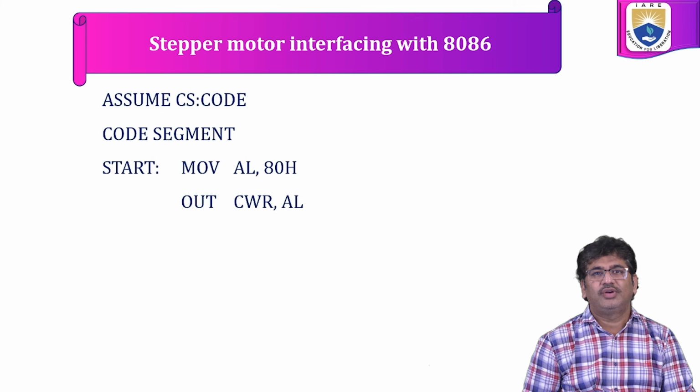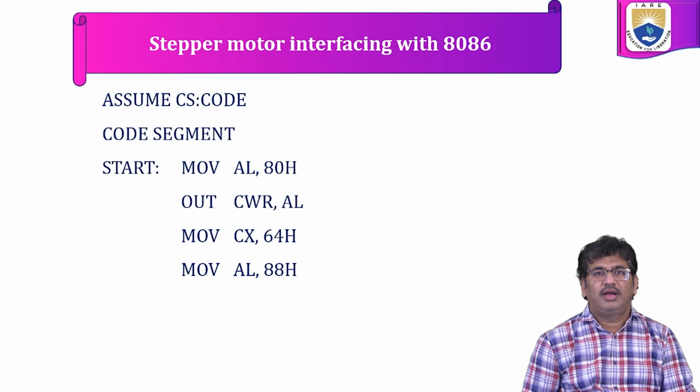In hexadecimal, it is equivalent to 64. That we are moving into CX register. MOV CX, 64H. The first sequence for excitation, winding A, is 88H. So MOV AL, 88H.